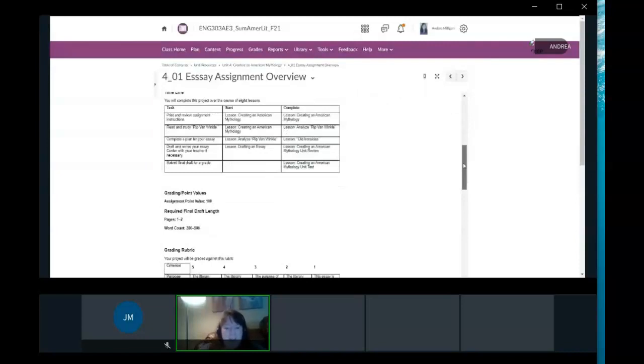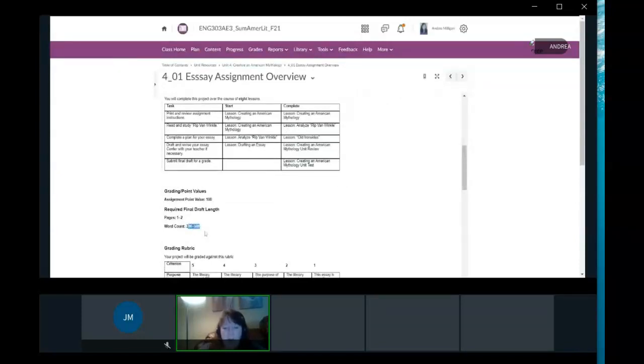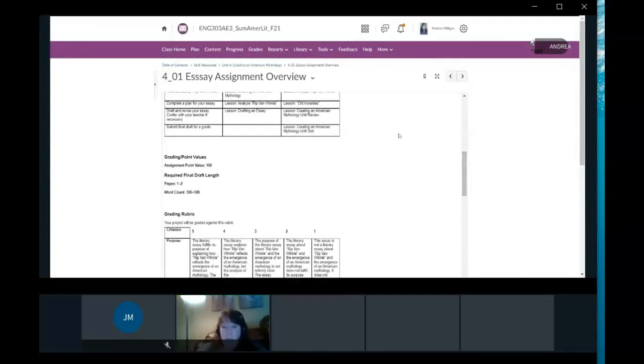It has to be between 300 and 500 words, 1 to 2 pages in length. I prefer it to be double spaced because it's just easier for me to read. And it's worth 100 points. Okay, so then I'm going to go back to our content.